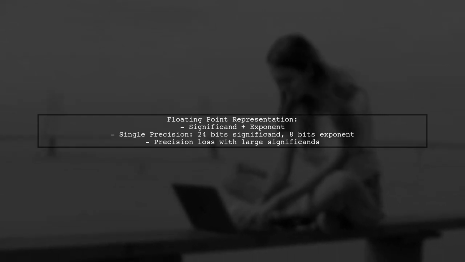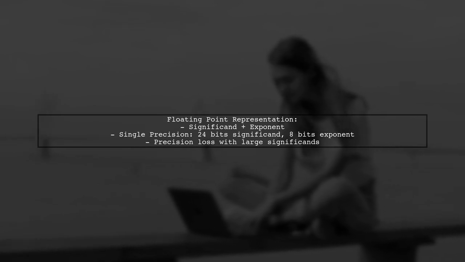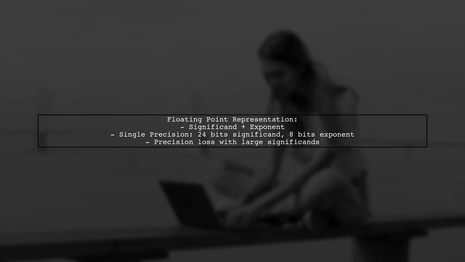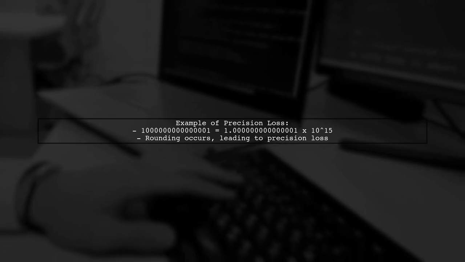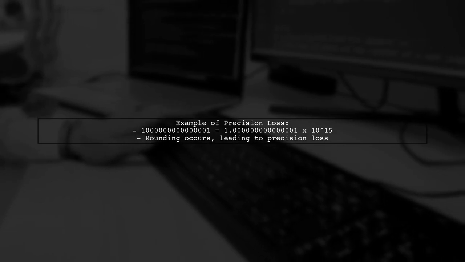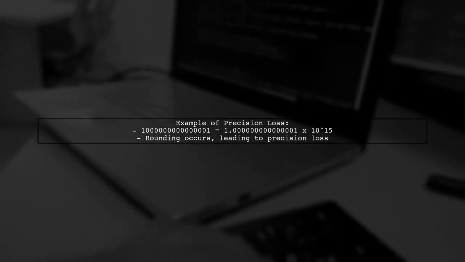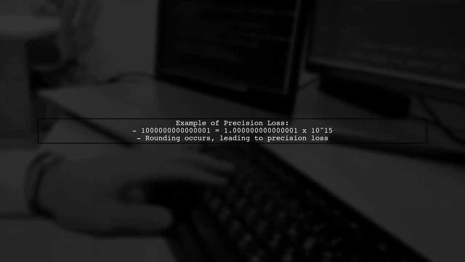Floating point numbers consist of a significand and an exponent. In C, single precision gives you 24 bits for the significand and 8 bits for the exponent. This can lead to precision loss if the significand is too large. For example, a large number like 10000001 is represented as 1.00000000001 times 10 to the power of 15, which causes rounding and potential loss of precision when adding small values.